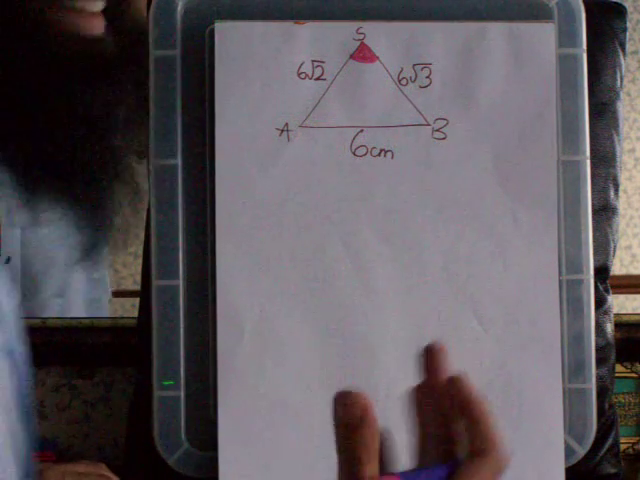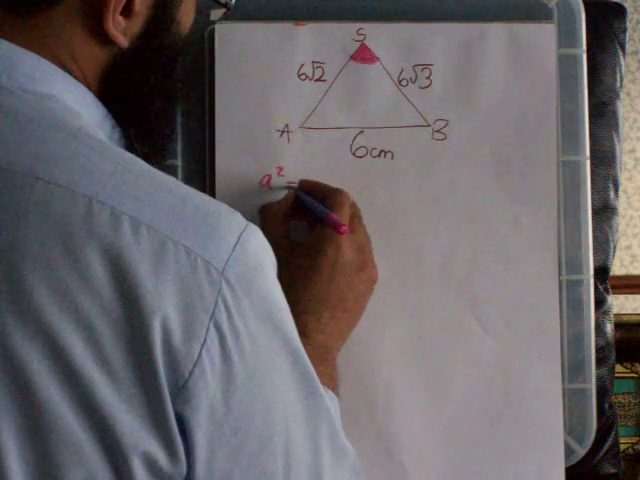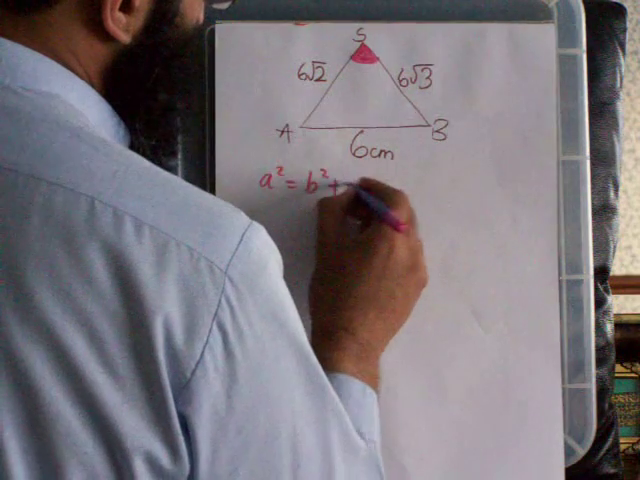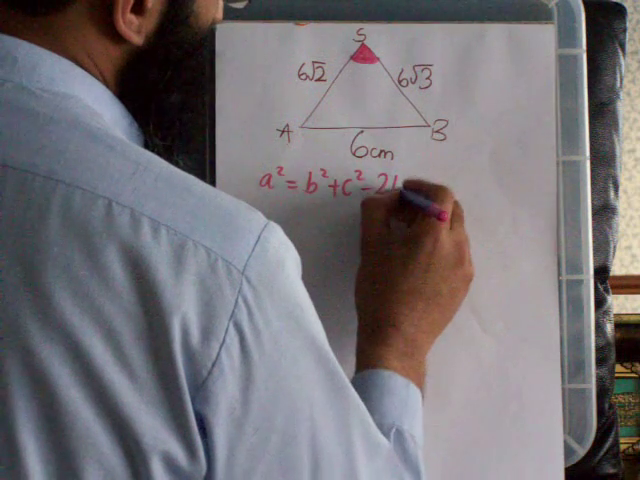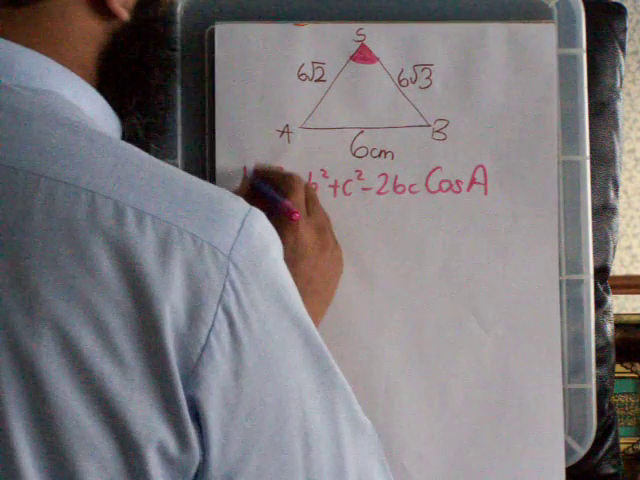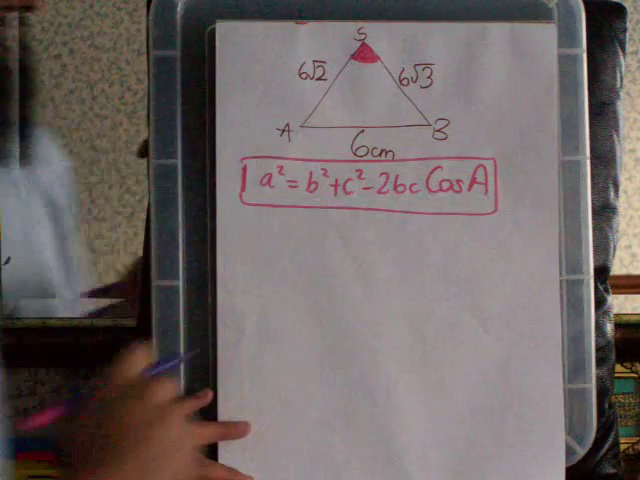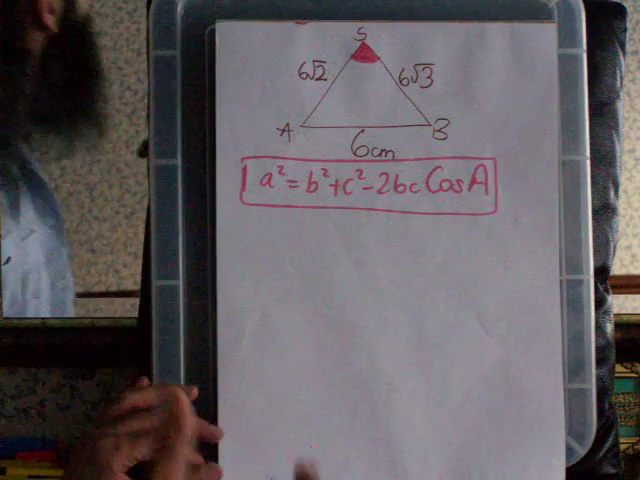Now, cosine rule, let's write it down. A squared equals B squared plus C squared minus 2BC cos A. Okay, that is your cosine rule.